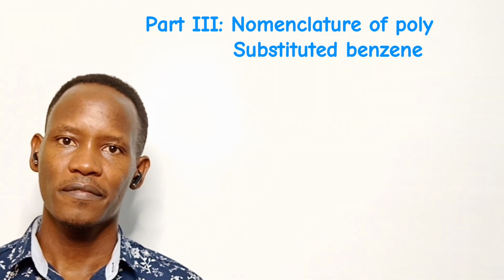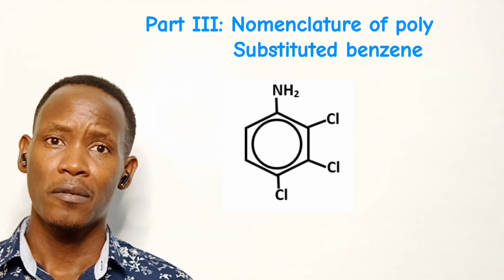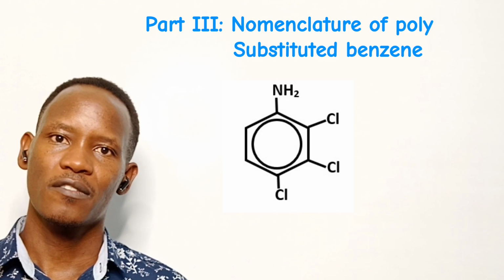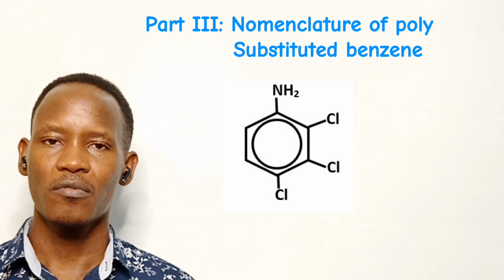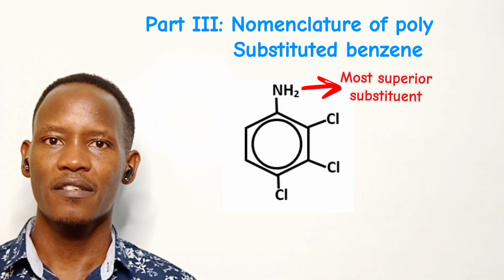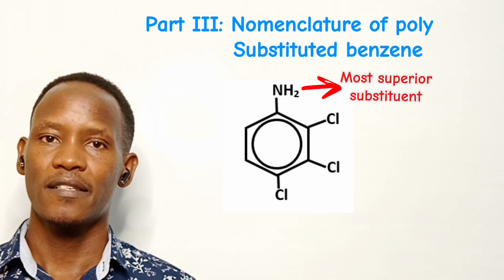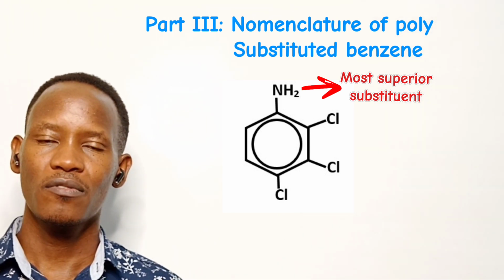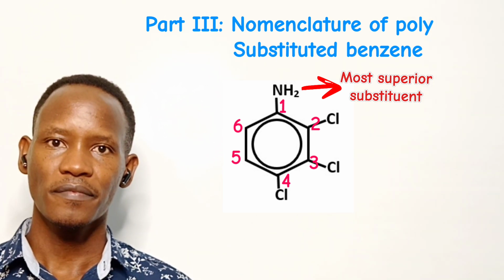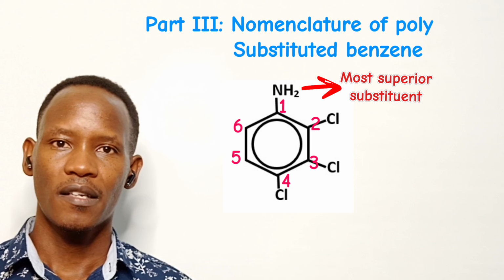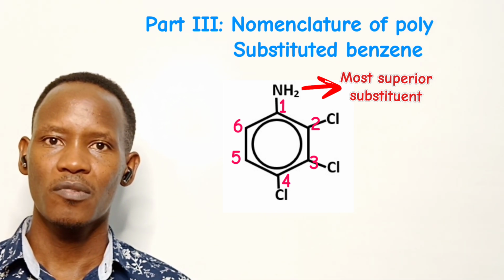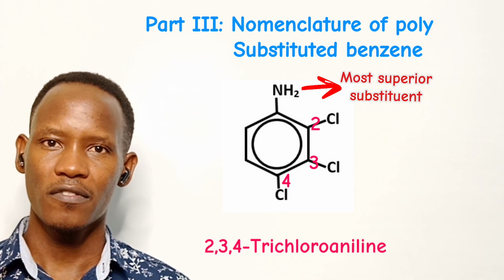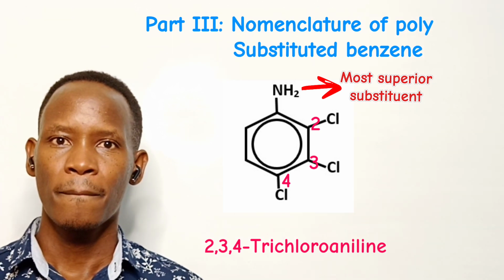Our final example displayed is that we have a benzene ring whose substituents are the amino group and 3 other chloride groups. Now, of course, referring to our previous list, the amino group is the most superior, and therefore the parent name of this becomes aniline. Now, the 3 chloride atoms have been attached to carbon atoms number 2, number 3, and number 4. And therefore, the name of this compound is going to be 2,3,4-trichloroaniline.